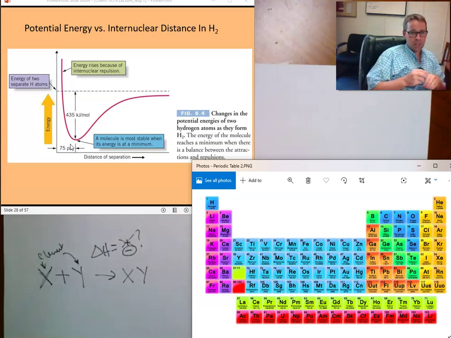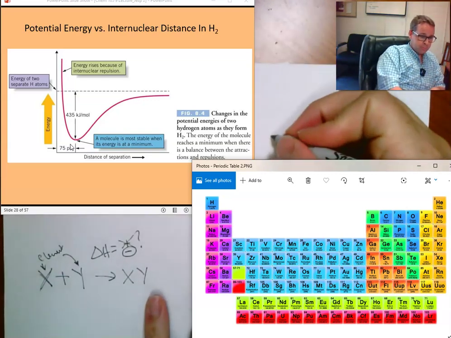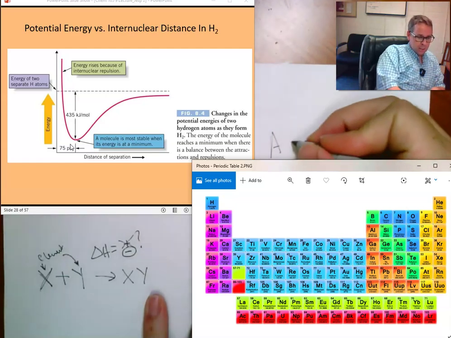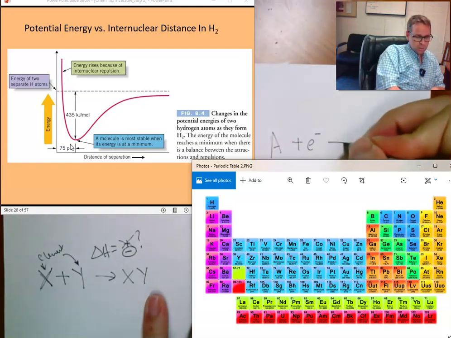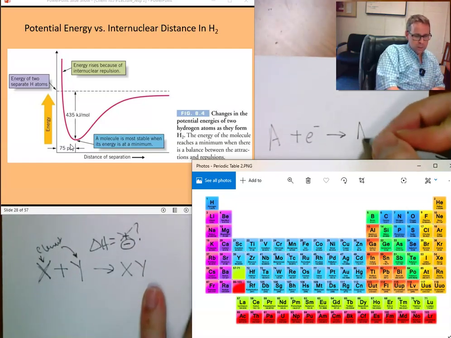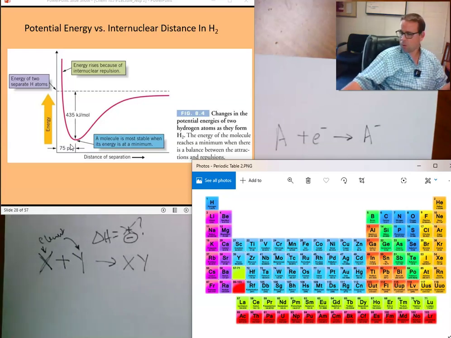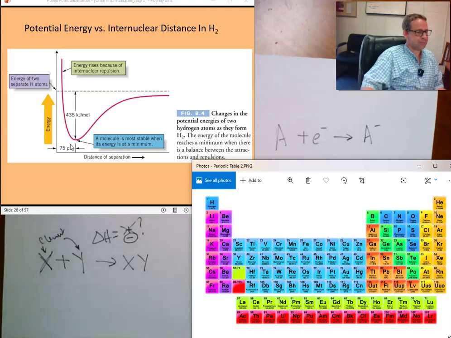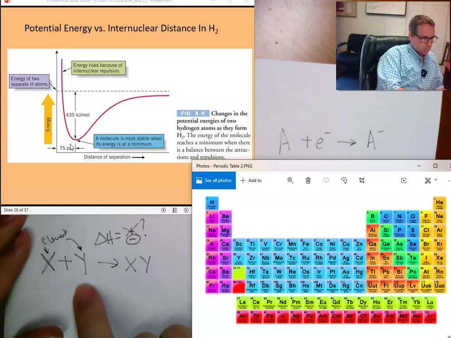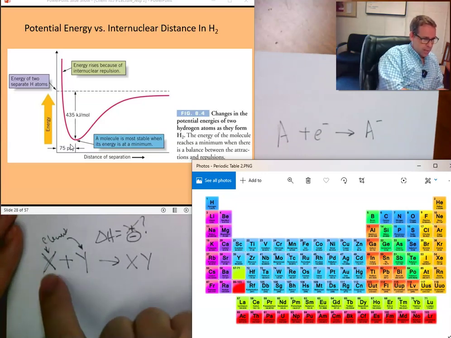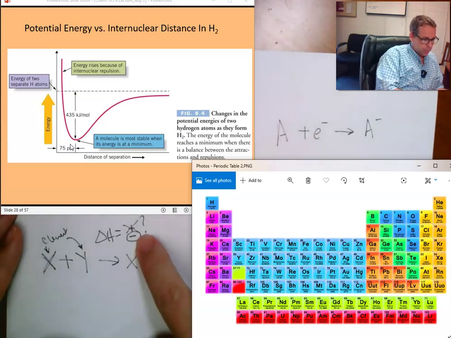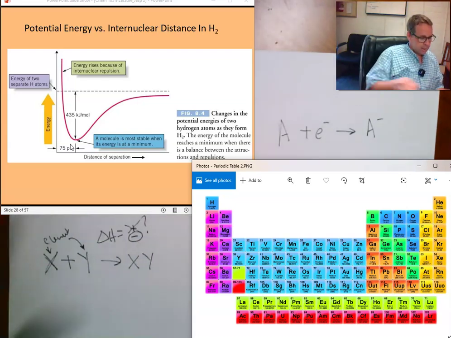Same as the electron affinity, right? Taking an atom A, giving it an electron, that will always release energy. All right, the first electron. The second electron, not necessarily, but the first electron will always release energy. Same with this question here. Anytime a bond is formed, that releases energy.